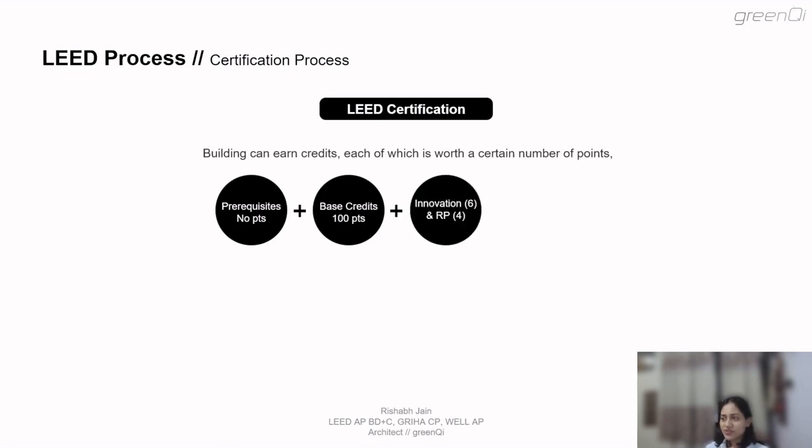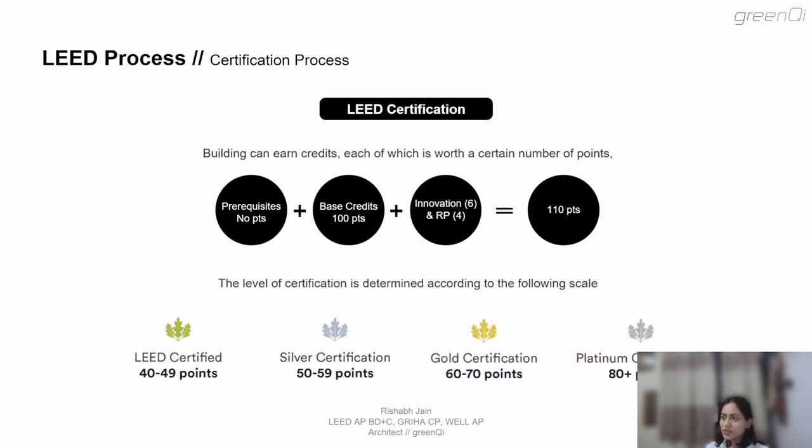And then you have bonus points for innovation, 6 points, and regional priority, 4 points. The total comes out to 110 points for the certification. Based on the points achieved by the project, the level of certification is determined on the following scale. 40 to 49 points is LEED certified, 50 to 59 points is silver certified, 60 to 70 points is gold certified, and platinum certification is given for 80 and above points.